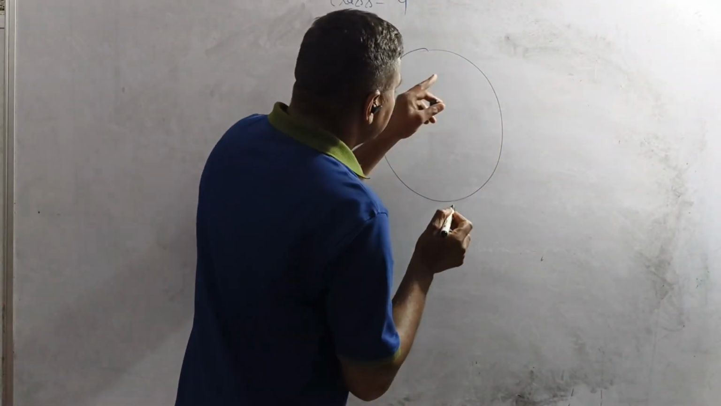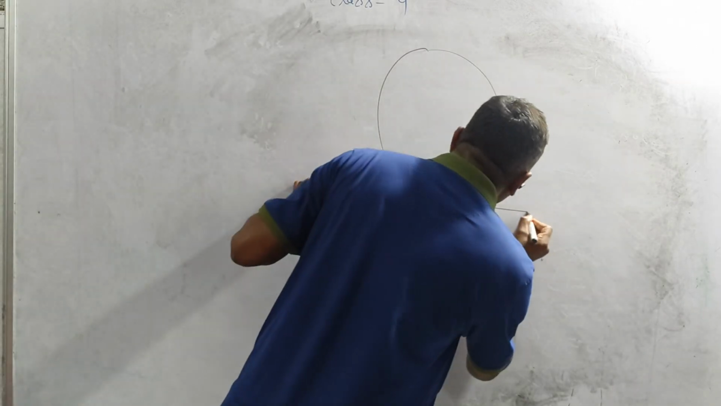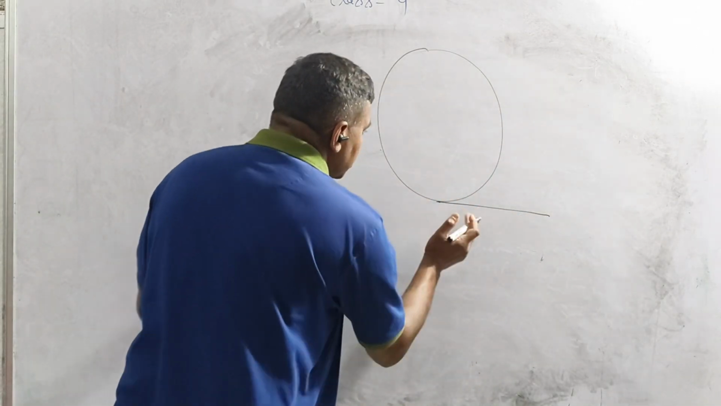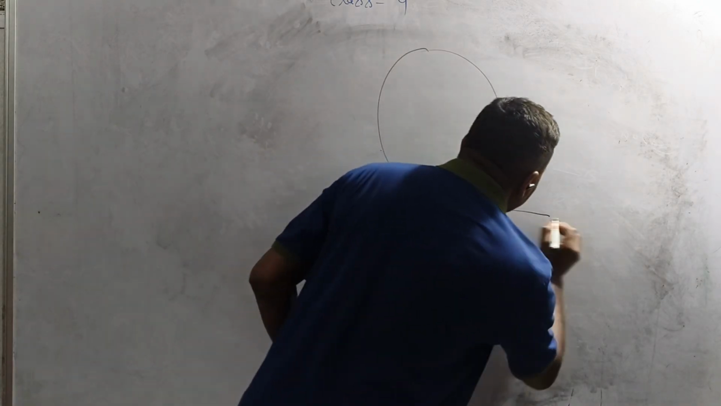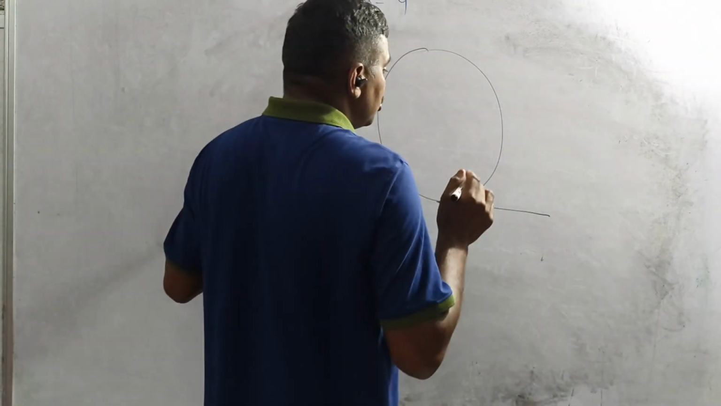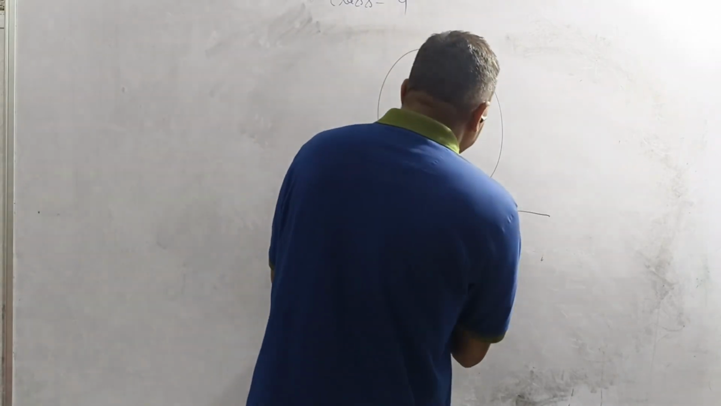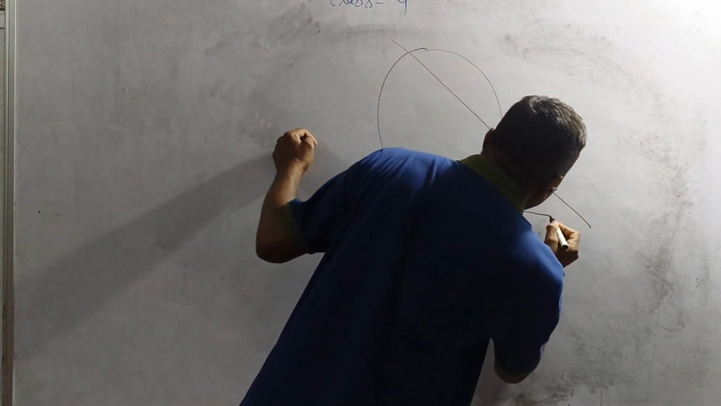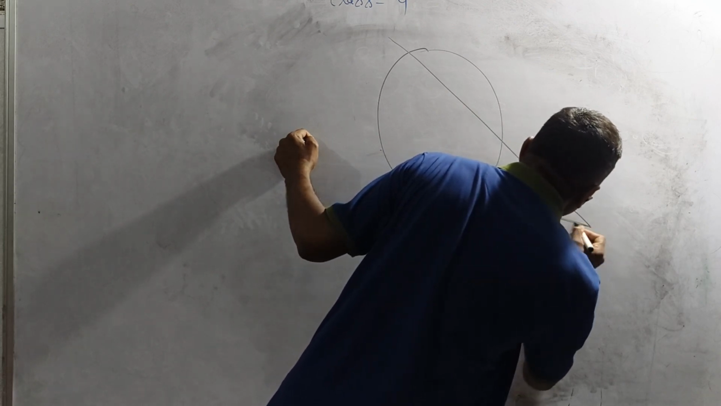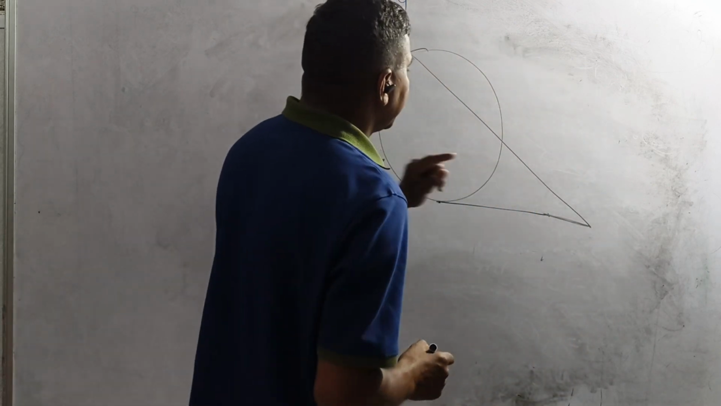If a tangent is drawn through the point of contact, you can draw the tangent to this point, but I only need the point of contact. You can extend on one side only. So the theorem says if a tangent and a secant intersect each other externally, you can see tangent and secant.